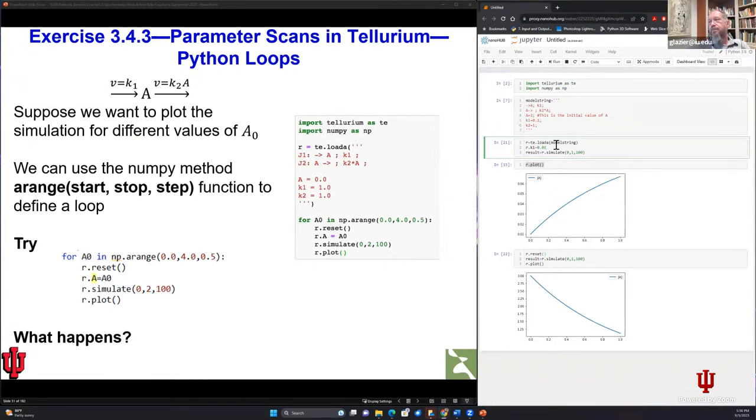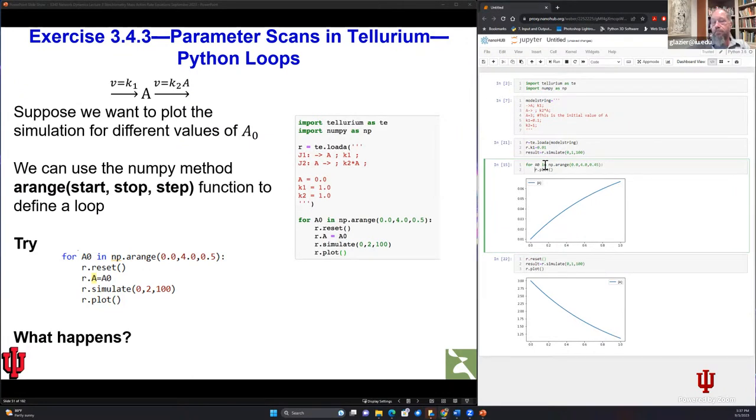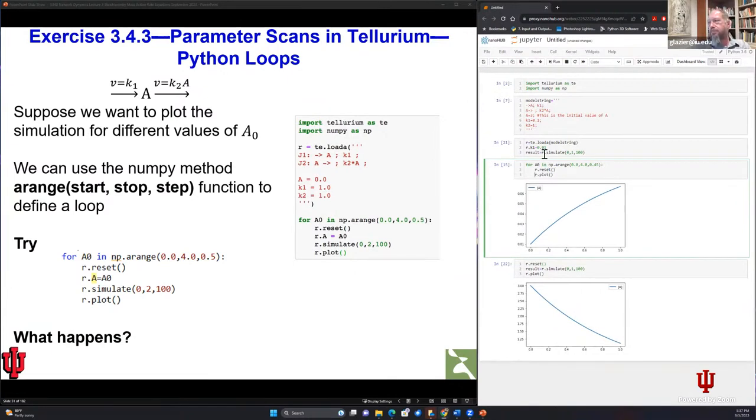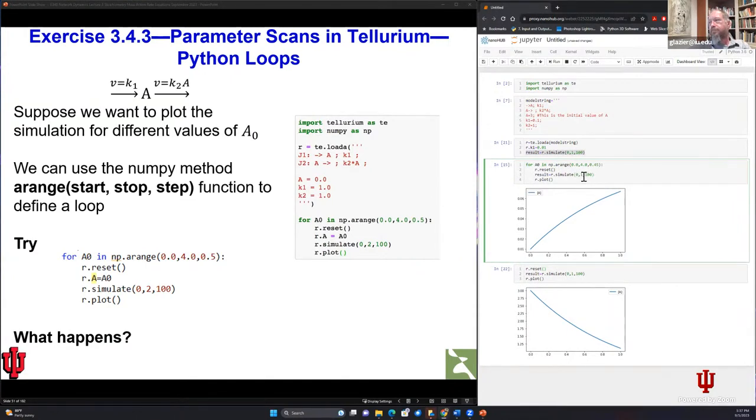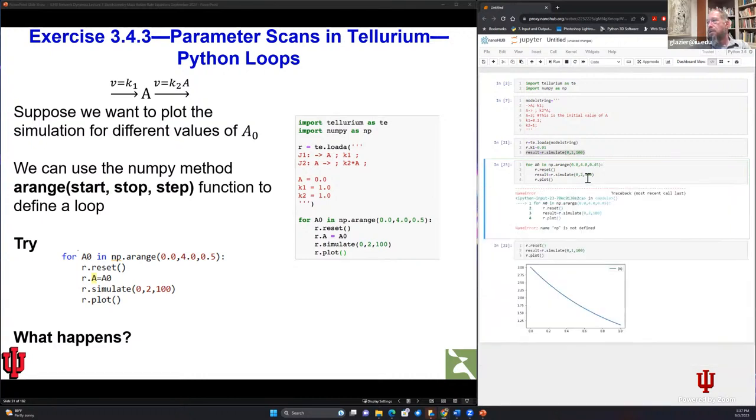But let's try this out. I'm going to just type here: for A0 in np.arange(0.0, 4.0, 0.5): Now we'll do a reset. And now we'll do an r.simulate. And then we'll do a plot. And I set it to 2. And let's see what we get. Oops. Oh, because I needed to reload this.